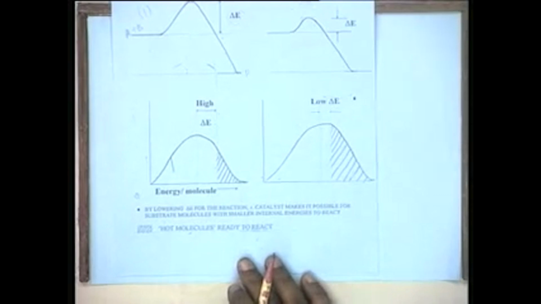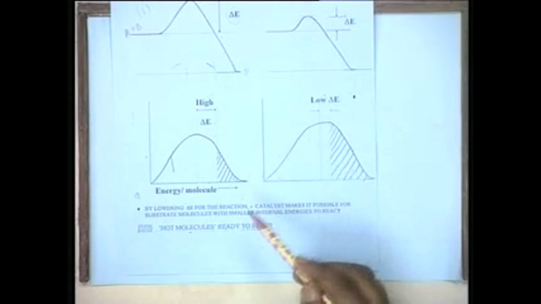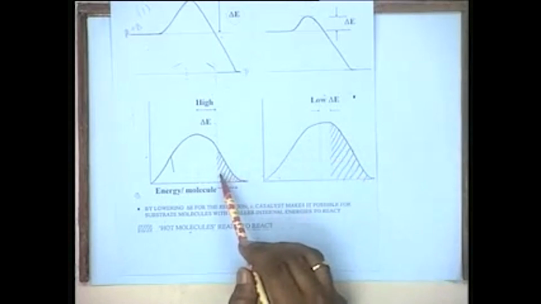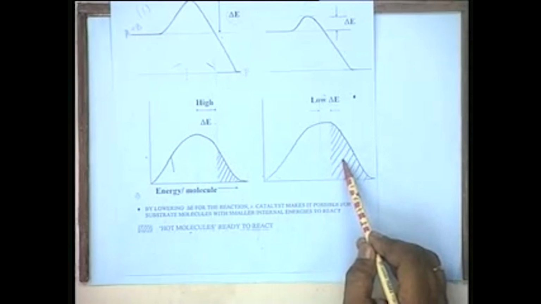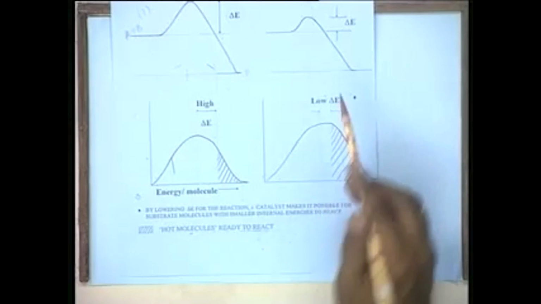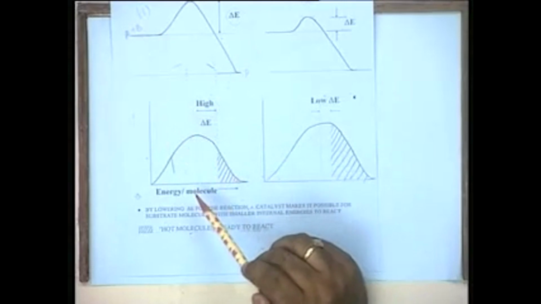So, in conclusion, by lowering the energy of activation for the reaction, a catalyst makes it possible for substrate molecules with smaller internal energies to react. Even at a smaller internal energy level, product formation can take place, and that is where, if you see the relative concentration of the shaded portion in the two cases, without the catalyst and in the presence of catalyst, that will illustrate the point. Here it is the low energy of activation as a result of catalyst presence. This indicates the high energy of activation in the absence of any catalyst.